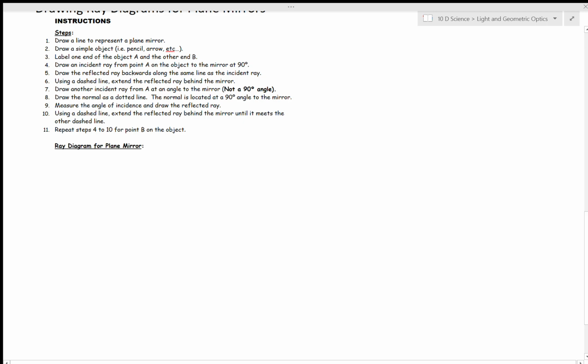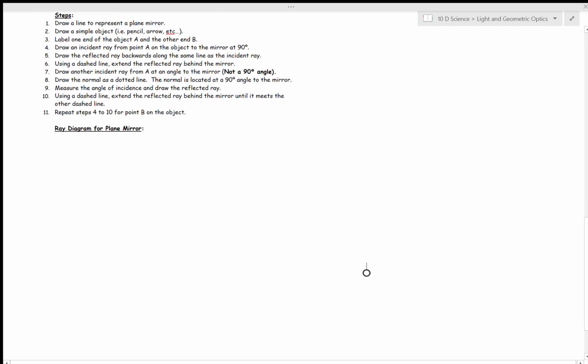So I've given you this set of steps. If you follow the steps, there's no way to get it wrong. So the first step here asks us to draw a line to represent the plane mirror. So I'm going to place my ruler down on the computer screen, and I'm going to draw a... Ooh, that didn't turn out too well, did it?